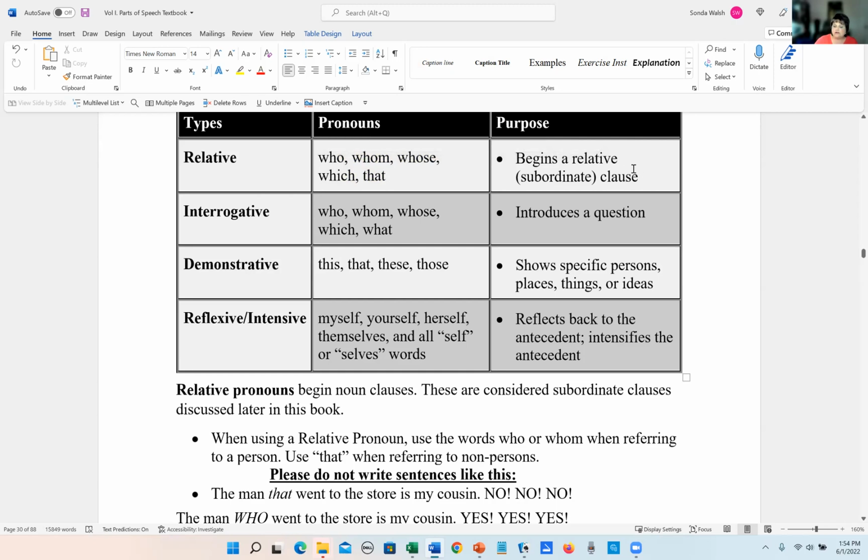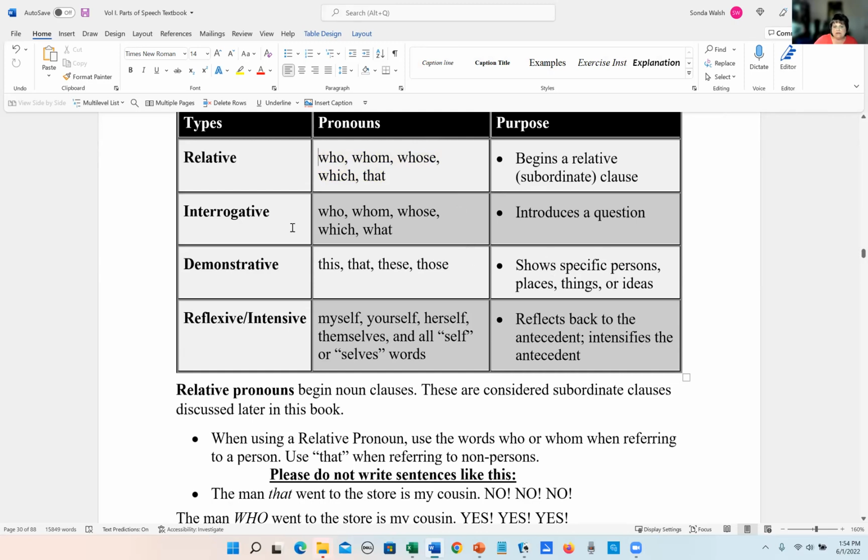I'll just tell you right now, a subordinate clause is a group of words that has a subject and a verb, but it does not make complete sense. So an example of a relative or a subordinate clause would be "that he went to the store." If I just walked up to you and said "that he went to the store," you would say that doesn't make sense. So we'll talk about this later.